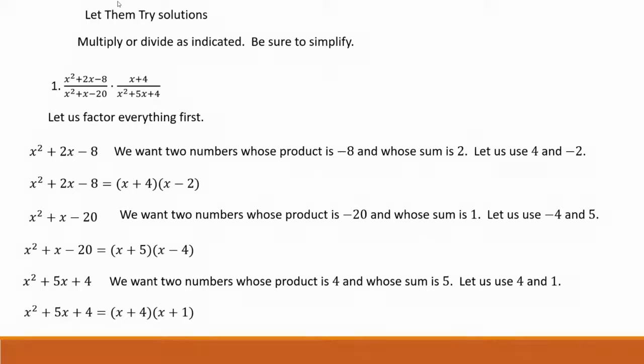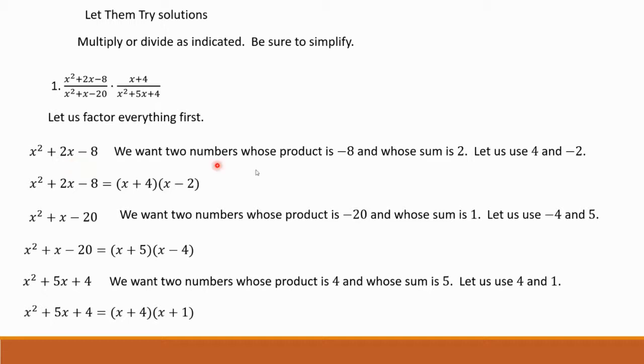So if you have x squared plus 2 times x minus 8, so for this one, we want two numbers whose product is negative 8, and the sum is 2. There's 3 terms, the trinomial, degree 2, leading coefficient is 1. So we want two numbers whose product is negative 8, the constant term, and the coefficient of x, we want the sum to be 2.